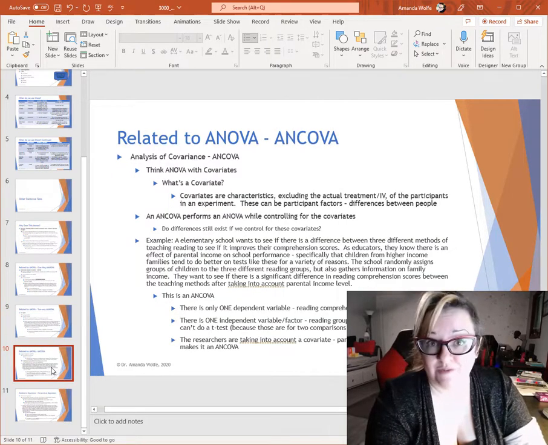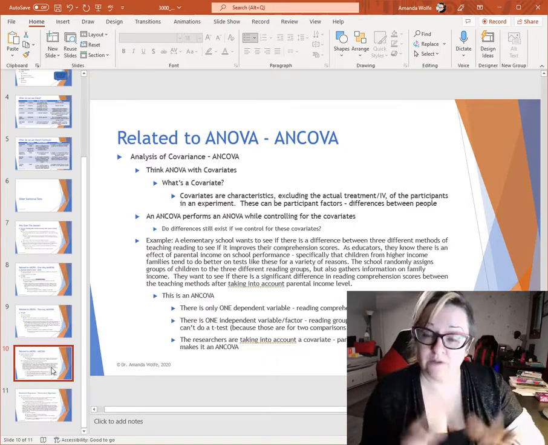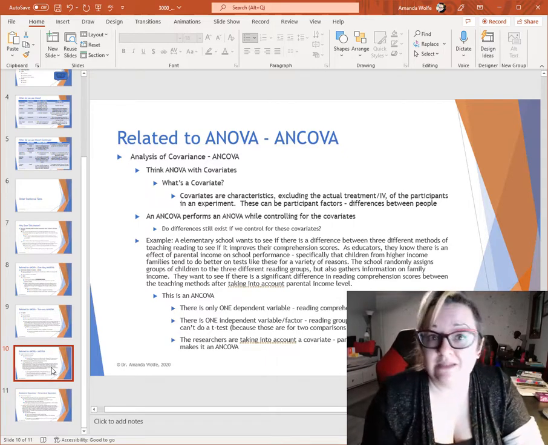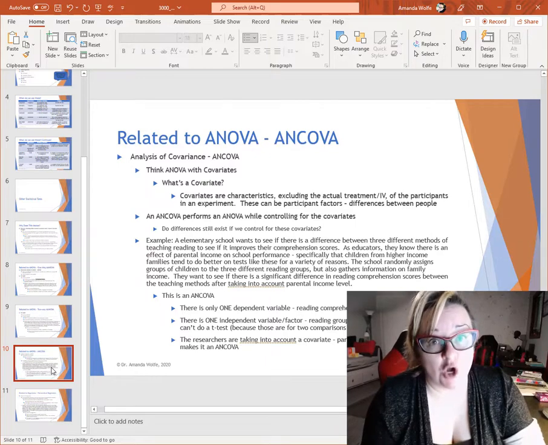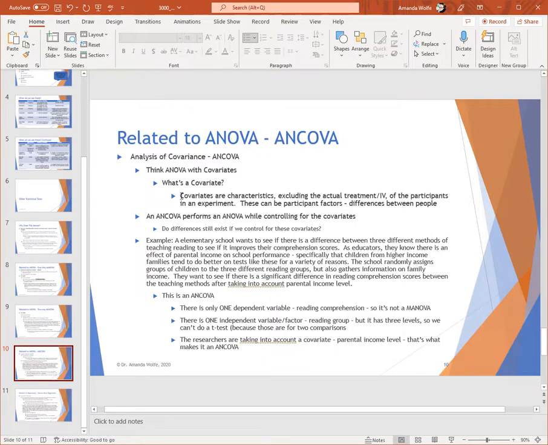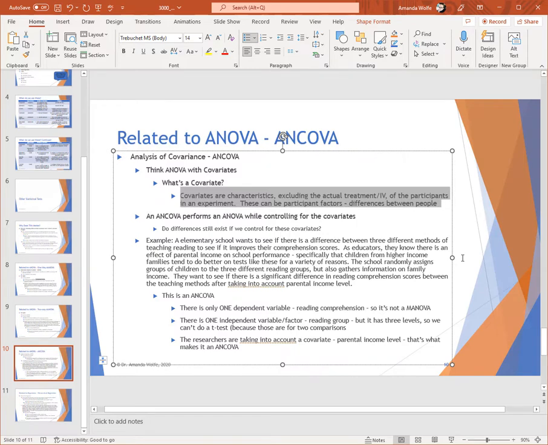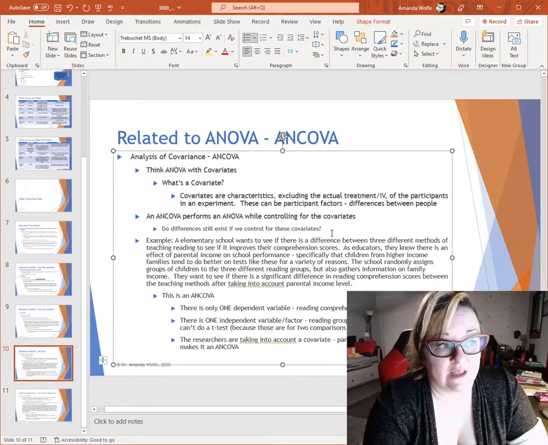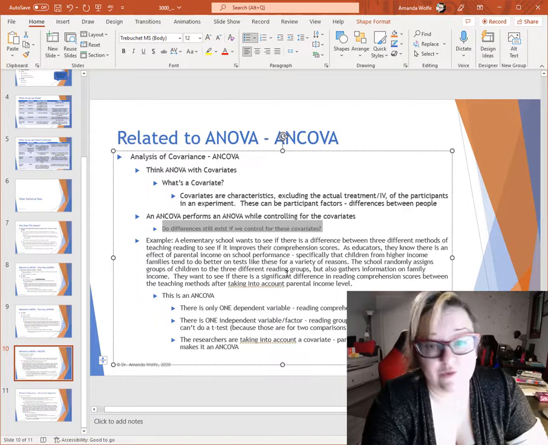That would be ANCOVAs. So it's the word ANOVA, but it has a C in it. What does the C stand for? The C stands for covariates. What is a covariate? A covariate is a characteristic, excluding what you're actually doing, what you're manipulating, your treatment, that is related to the participants in the experiment. It's usually participant factors, some kind of difference between people, or some other kind of variable that we know is related. Notice the big question here on the slide is, do differences still exist if we control for the covariate?